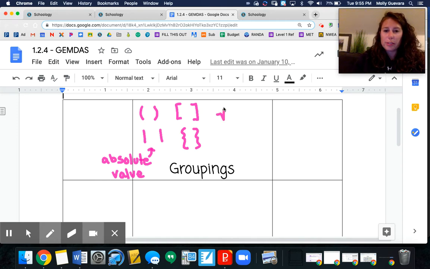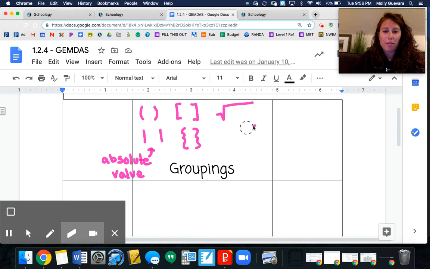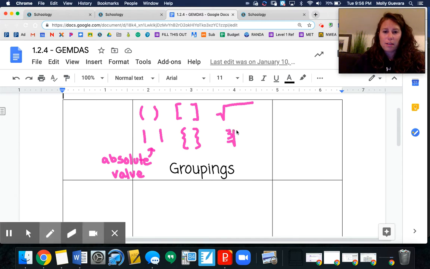A square root is a type of grouping, or a cube root, or really any n root, right? Fourth root, fifth root, and so on and so forth. I wonder if I can make that 3 better. Let's go. So these are all examples of things that we would have to do first. So no matter what, we're going to be looking for any grouping first. So make sure you have this filled out on the inside of your foldable.